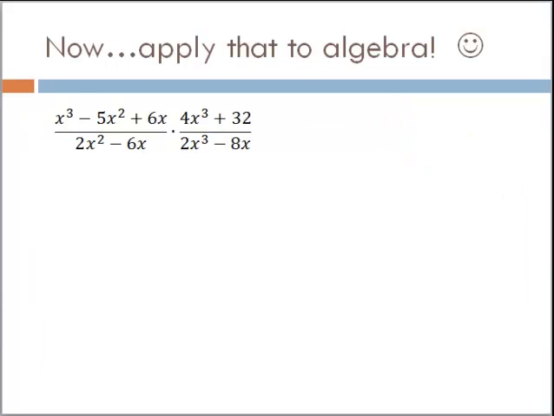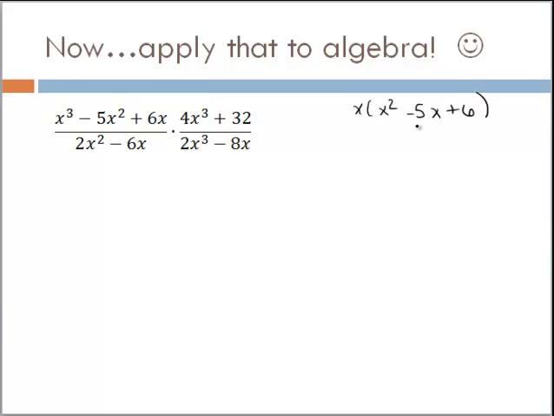Let's apply all of that to algebra. Now whenever you have a rational expression like this one, the first thing that you want to do is completely factor everything. I usually do that over here on my scratch paper. So if we have that first one, we know we can factor an x out. So we'll end up with x squared minus 5x plus 6.